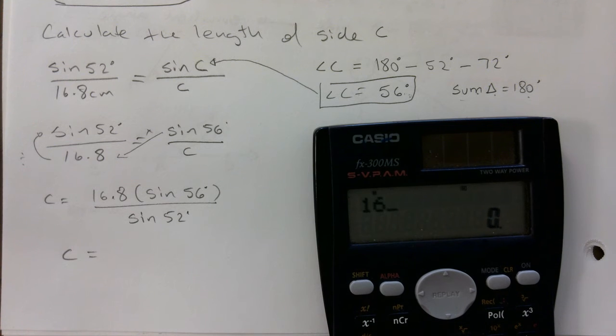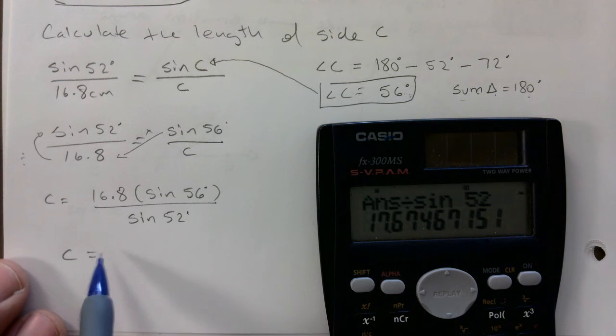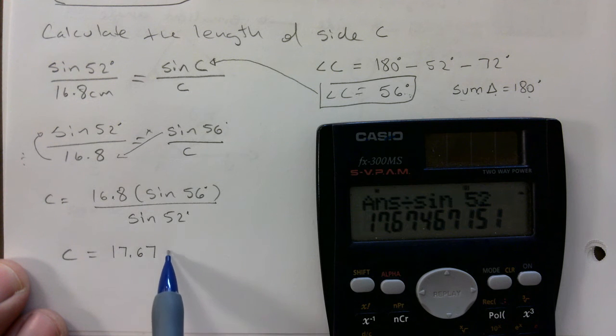So here it is, 16.8 times sine of 56. I always hit the equal button just to make sure. Divided by sine of 52. And that's 17.67. And we are in centimeters because I'm trying to find a side length.